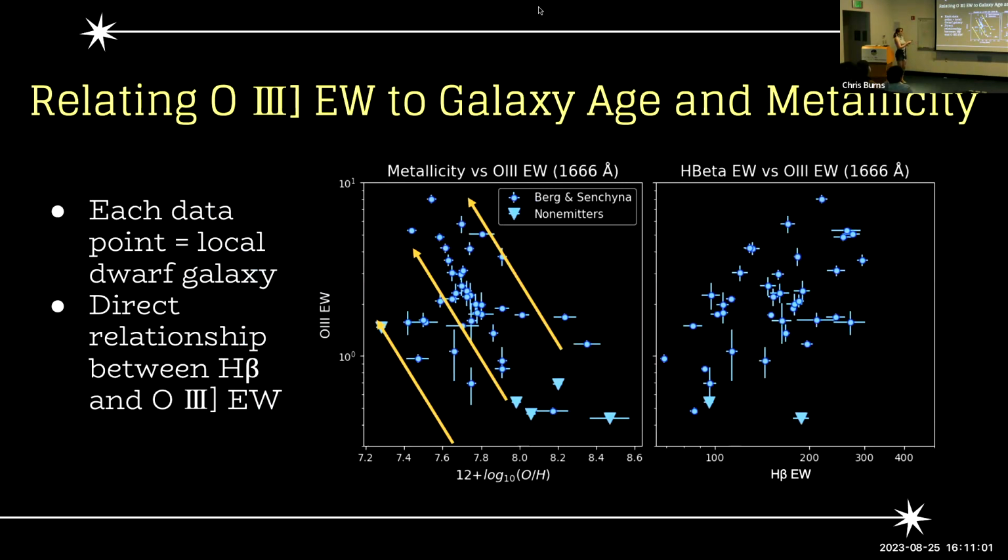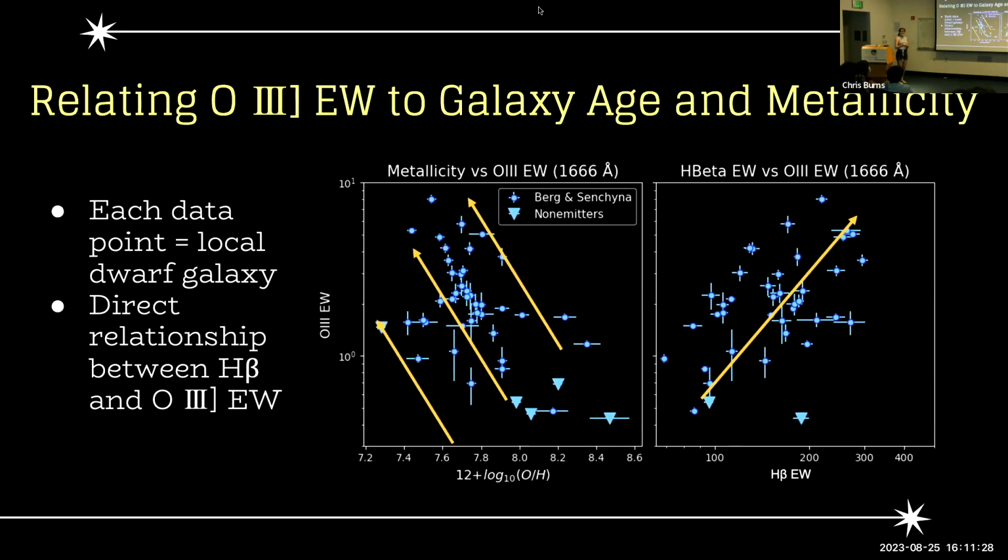And additionally, there is a much more clear relationship between age and oxygen-3 equivalent width. And that's because oxygen-3 is very temperature dependent. And when there's more H beta present in these galaxies, that means there are more younger stars. Younger stars are hotter. Therefore, these are hotter sources. And there is a linear trend between the oxygen-3 equivalent widths and the age of the sources.